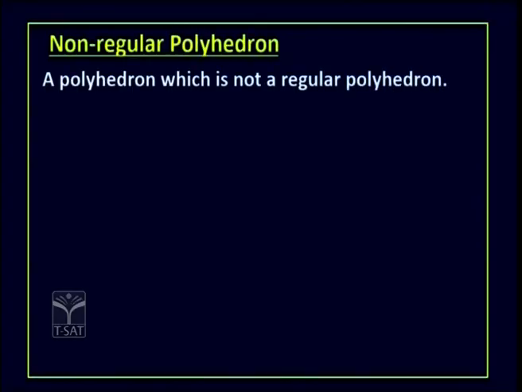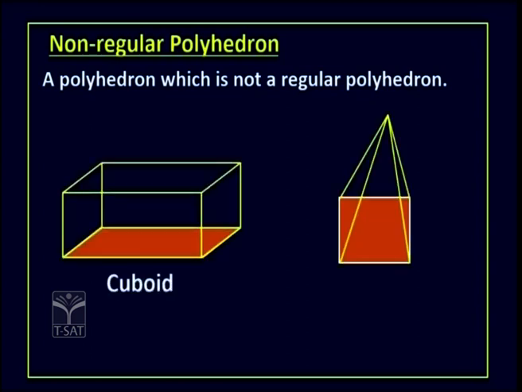Children, now let us understand what a non-regular polyhedron is. A polyhedron which is not a regular polyhedron is called a non-regular polyhedron. Children, what am I taking here? Yes, I am taking a cuboid and a square pyramid. See children, these are not regular polyhedrons. Why? Because a cuboid has 6 faces, but all 6 faces are not congruent, meaning they are not equal in area. Here also, if you take a square pyramid, you will have 5 faces, and all 5 faces are not congruent. So we should not call them regular polyhedrons. What do we call them, children? Yes, these are non-regular polyhedrons.